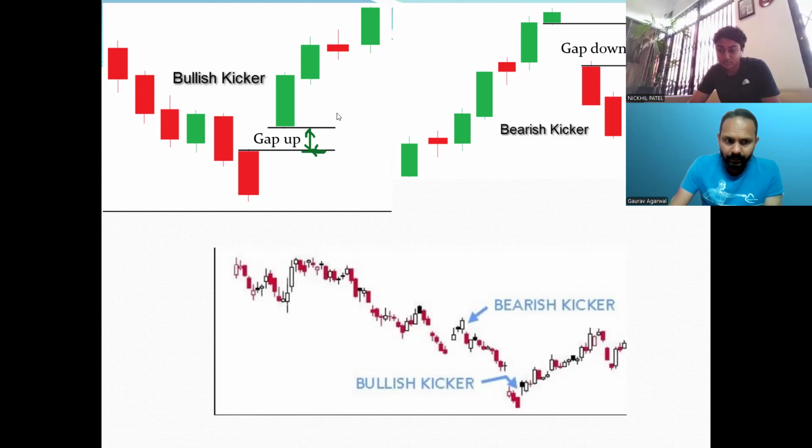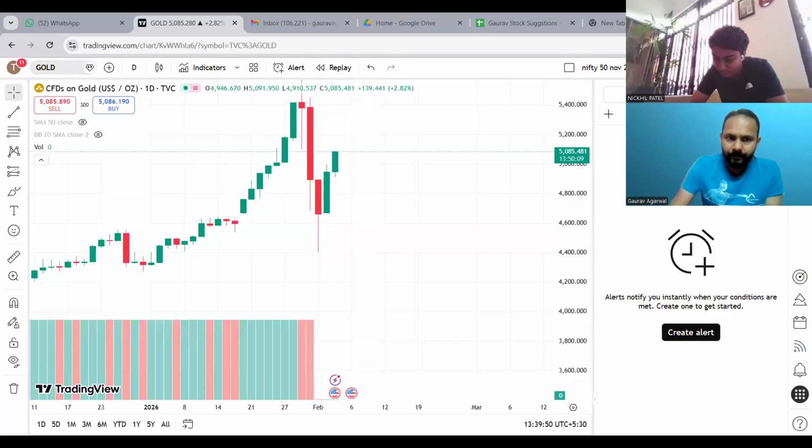Next, I will see if we can find this pattern on the chart. One second. We may be able to see it somewhere in gold or silver. Yeah, because just now, gold went a bit up. I'm just putting the indicator.